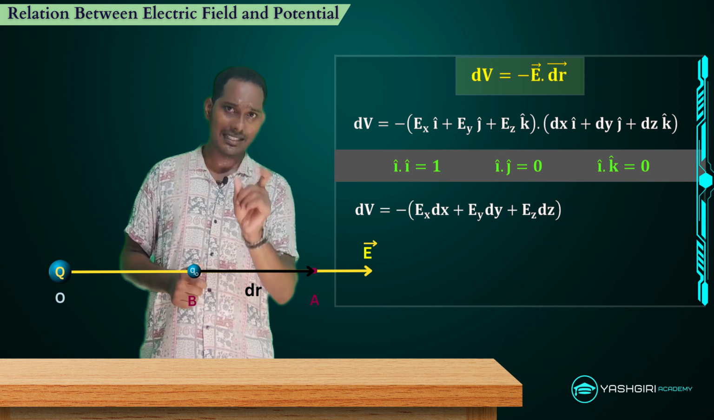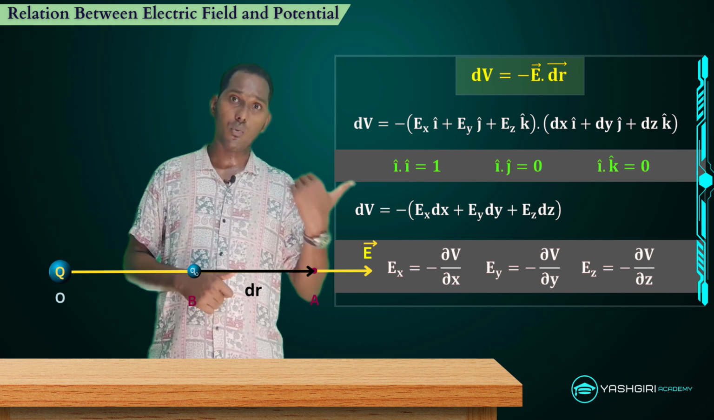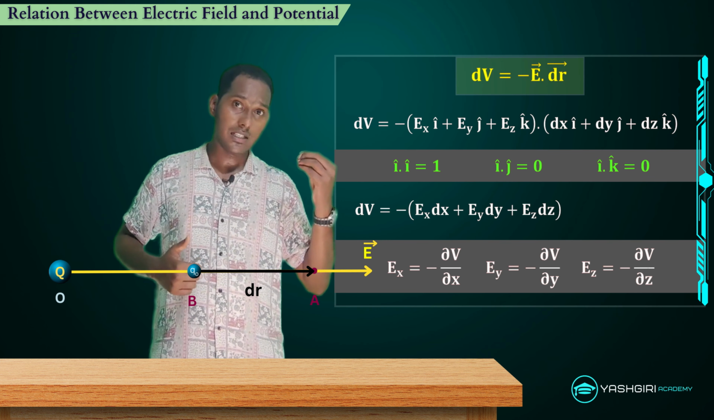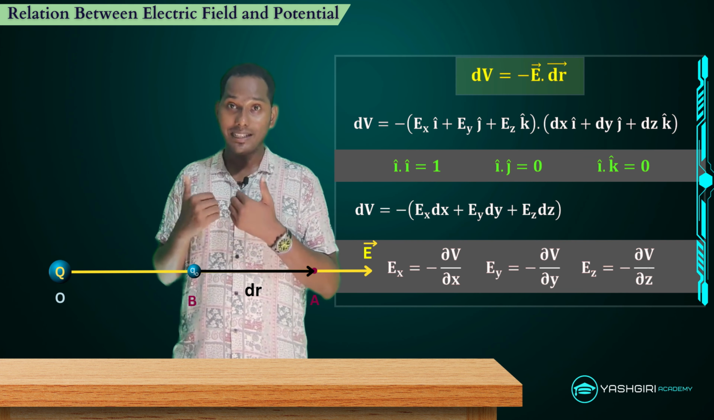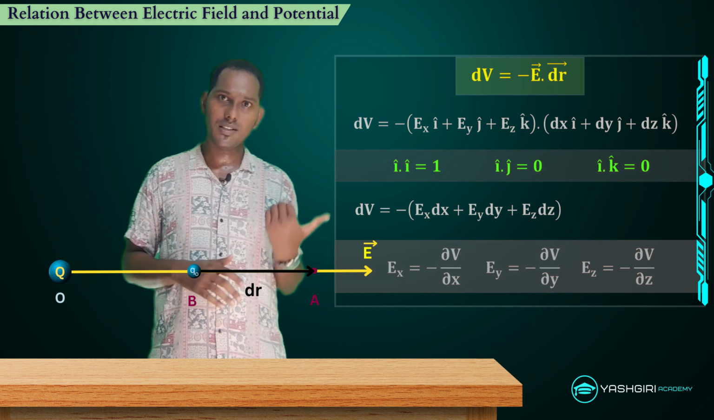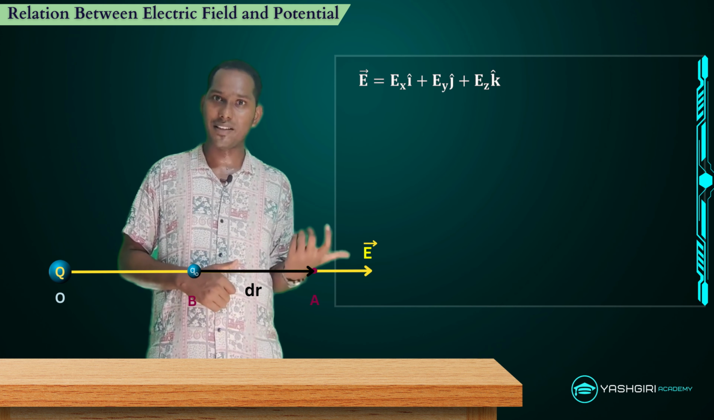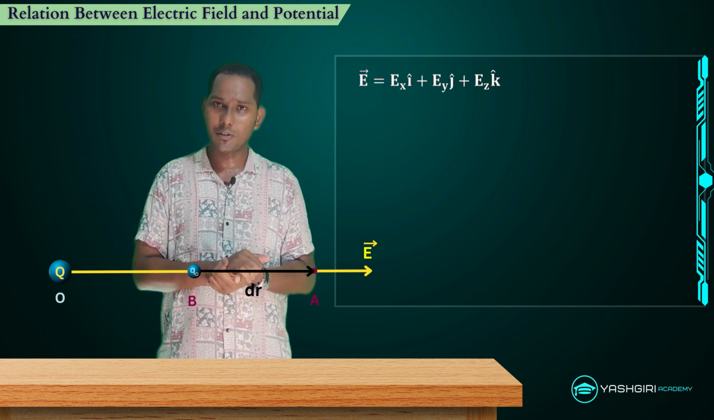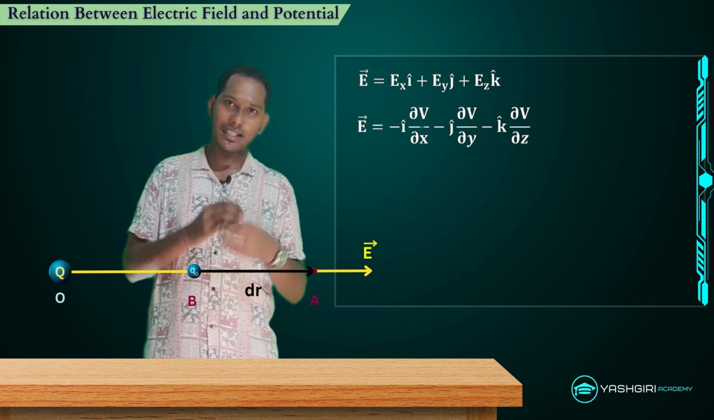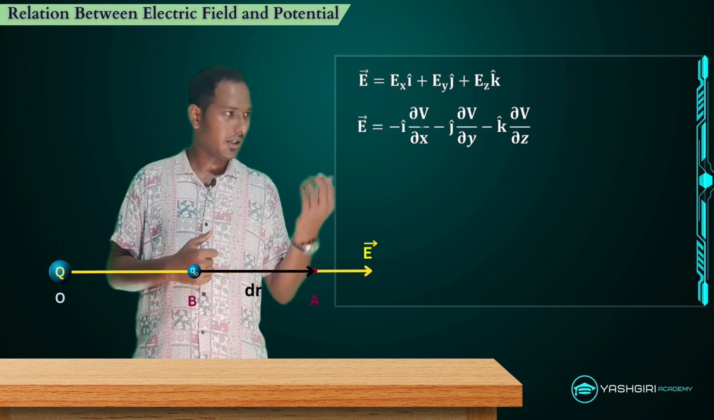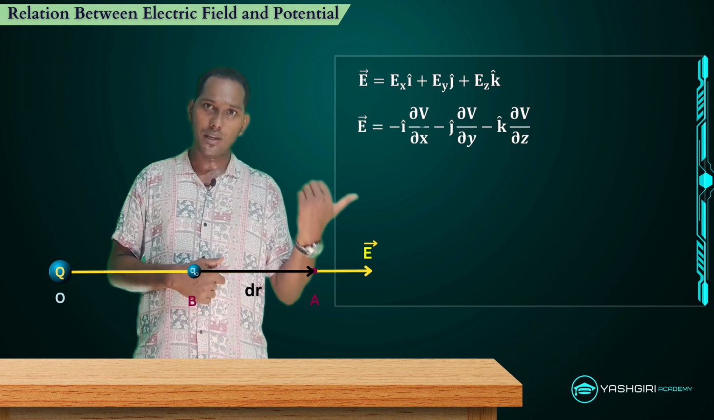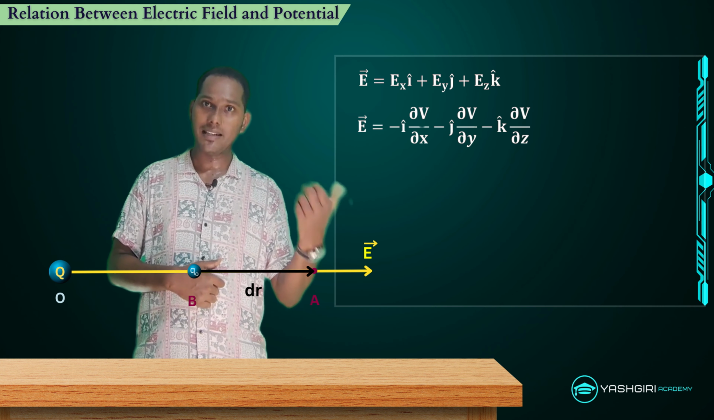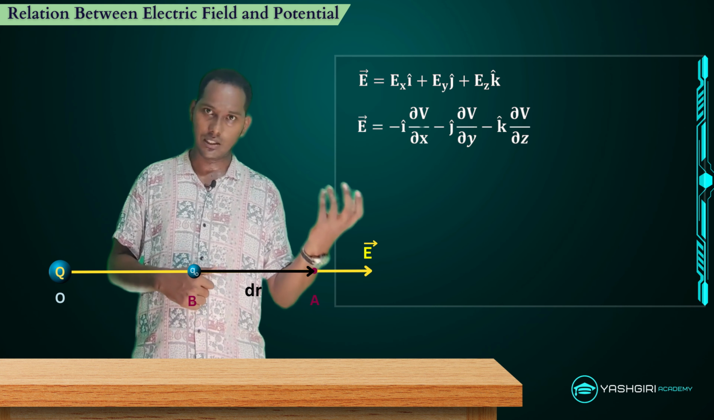So if I want to know Ex, it will be minus ∂V/∂x. Same with Ey, which will be minus ∂V/∂y, and Ez will be minus ∂V/∂z, right? Now, students, if you see the electric field we are having, and I substitute those things here, what I will be getting is minus ∂V/∂x in the i cap, plus minus ∂V/∂y in the j cap, minus ∂V/∂z along the k cap.